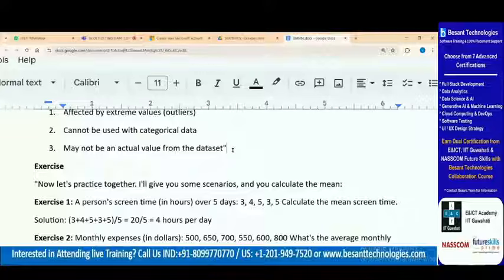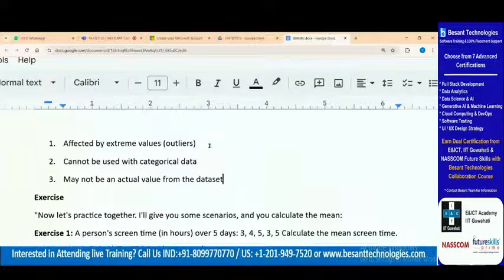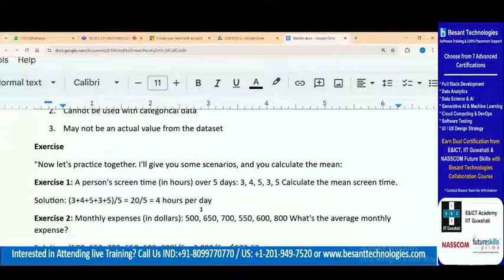So that is one of the disadvantages. If there is an outlier and I calculate the mean, it may not be an actual value from the data set. So that is also one of the issues.